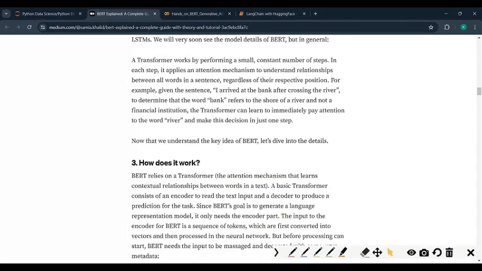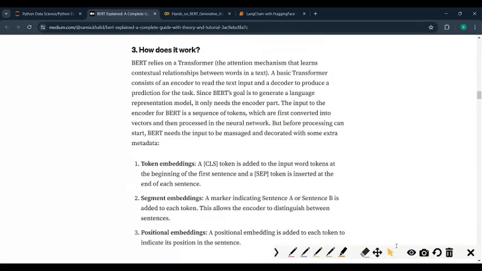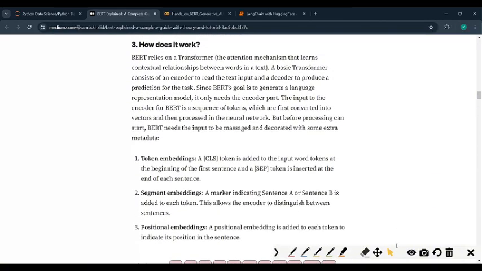Now, let's talk about mainly how does the BERT work. What is the main working of the BERT? Now we are going to understand that. So BERT relies on transformers. We have seen so many times the word relies on transformer: the attention mechanism that learns contextual relationship between words in a text. When I talk about transformer, we are mainly looking at attention mechanism. That is the most powerful thing about the transformer. This concept of attention mechanism is the game changer part.